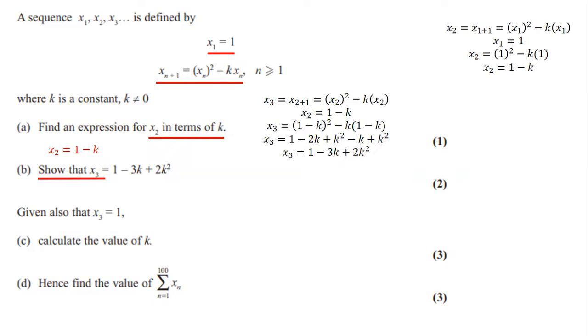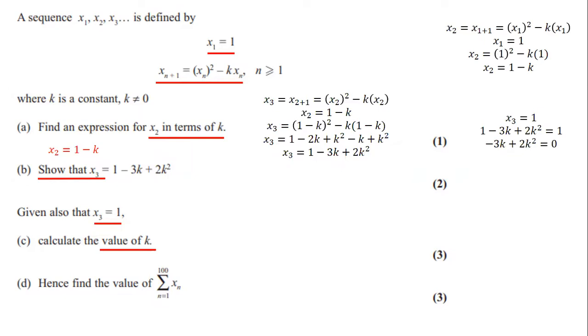Okay, then we're told that x3 is 1, and we're asked to calculate the value of k. So, well, x3 is 1, so that's important. And to find k, well, we know what x3 is in terms of k. It's 1 take away 3k plus 2k squared. Make that equal to 1. Now I'm going to take away 1 from both sides to get a quadratic.